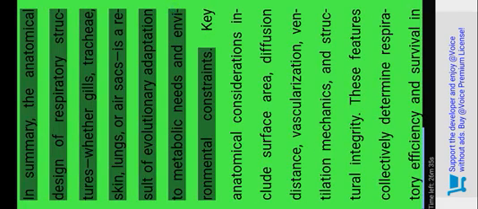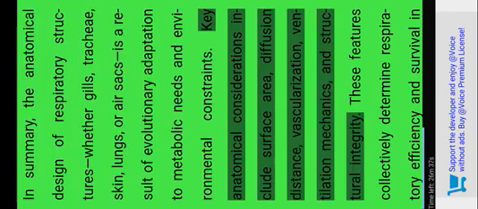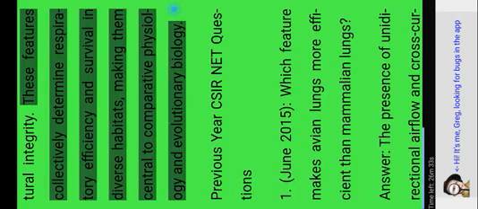In summary, the anatomical design of respiratory structures, whether gills, tracheae, skin, lungs, or air sacs, is a result of evolutionary adaptation to metabolic needs and environmental constraints. Key anatomical considerations include surface area, diffusion distance, vascularization, ventilation mechanics, and structural integrity. These features collectively determine respiratory efficiency and survival in diverse habitats, making them central to comparative physiology and evolutionary biology.